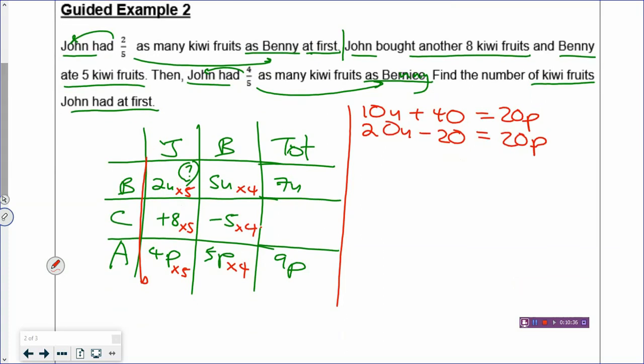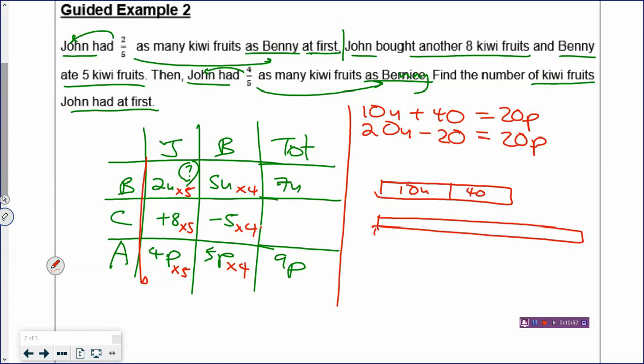So now you can draw the model. So how do we draw the model? Alright, 10 units plus 40, you draw a rectangle, 10 units and 40, so the whole rectangle is 20 parts. Now if you see minus in the statement, then you just draw a little longer, and this is 20 units and cut away here, cut away 20, that also gives you 20 parts, which is the empty box on the left side. Okay, and then you can actually fill in the boxes. So 10 units, and then here is 40.